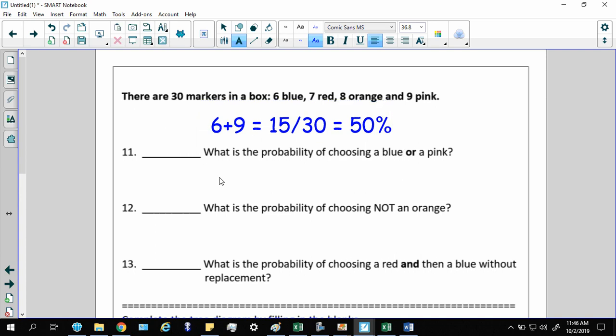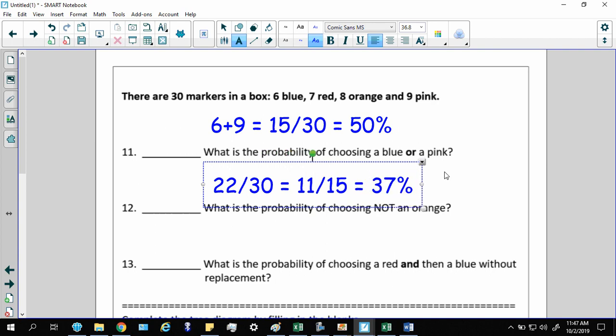What is the probability of not choosing an orange? There are 8 oranges, so that means there are 22 in the box that are not orange. So when we do the math and reduce, it becomes 11/15, which as a percentage, I think rounds to 73%.